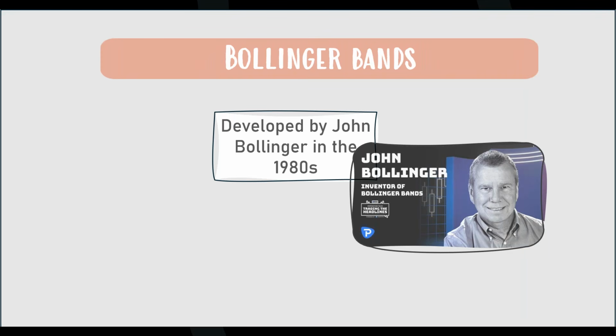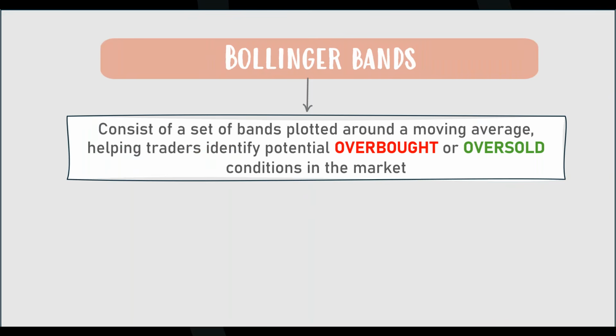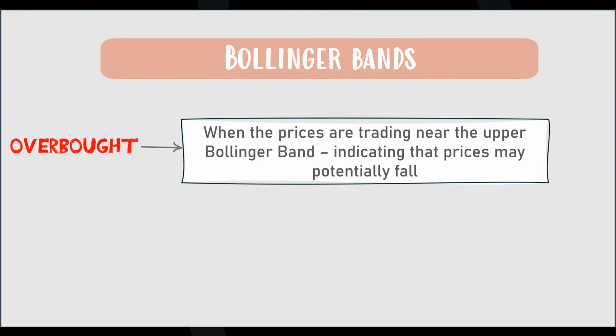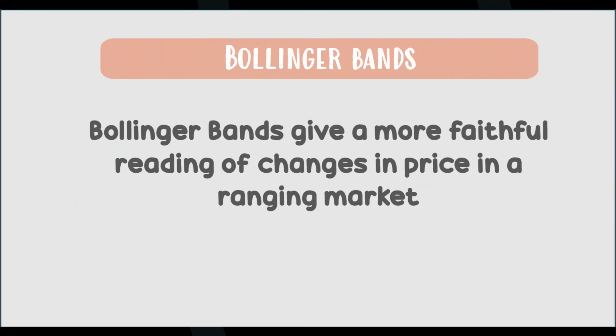It was developed by John Bollinger in the 1980s. It is an indicator that uses a standard deviation where you've got an upper and lower band that moves within a certain time frame, and those bands then tell you whether whatever you're trading is overbought or oversold. Overbought is when the prices are nearing the upper end. So then a trader knows that, okay, that's overbought, I should start looking to sell. There may be a change, prices may fall. Oversold is when it's trading at the lower band, and that's when you should anticipate a rise in prices.